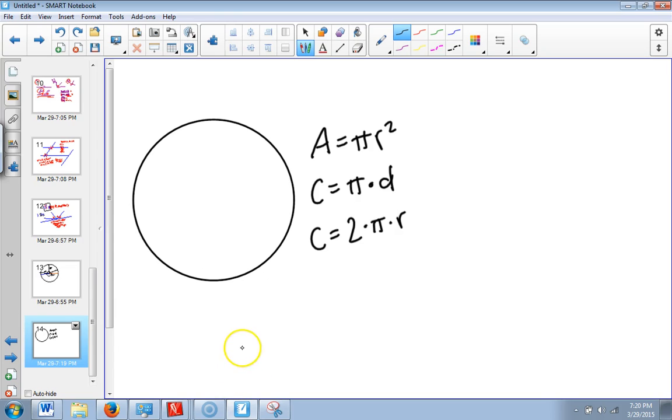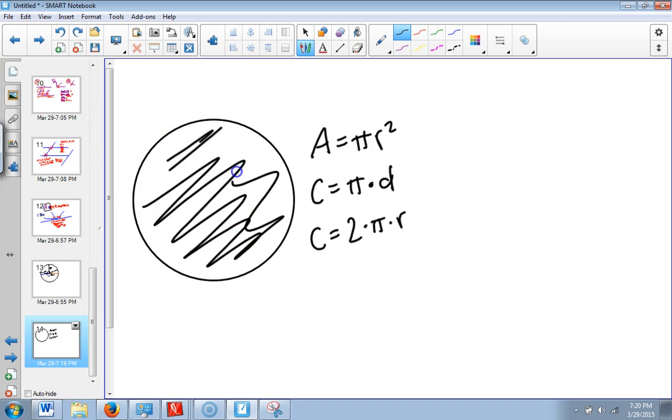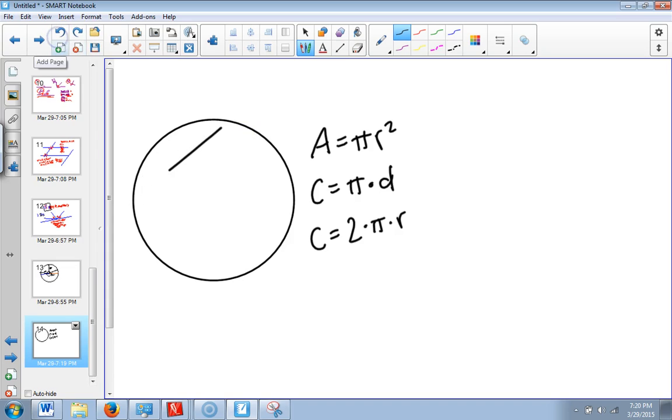Okay, so let's unpack what all these things are. The area is the space inside, right? Here's my space inside my circle. What I need in order to find the area is the radius. A lot of times we're given the diameter, so let me put a diameter on here really fast. Here's a diameter, and a diameter is a line that goes through the center of your circle. A radius is going to be half of your diameter.